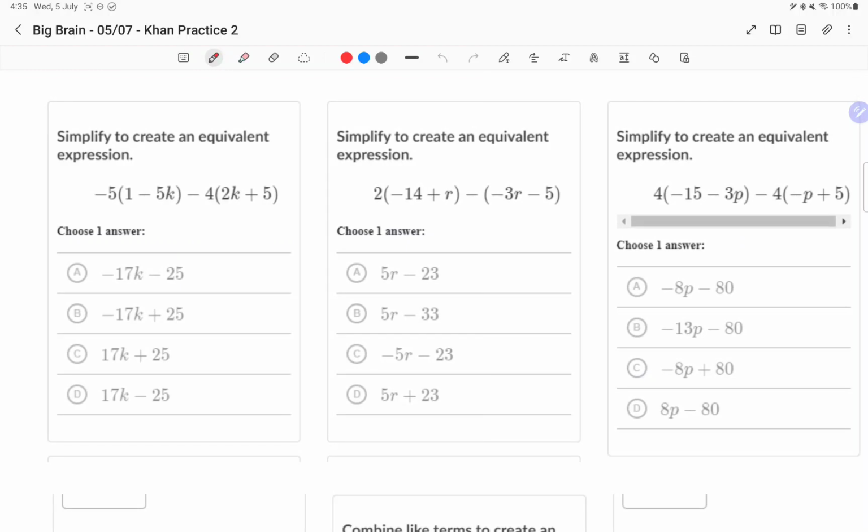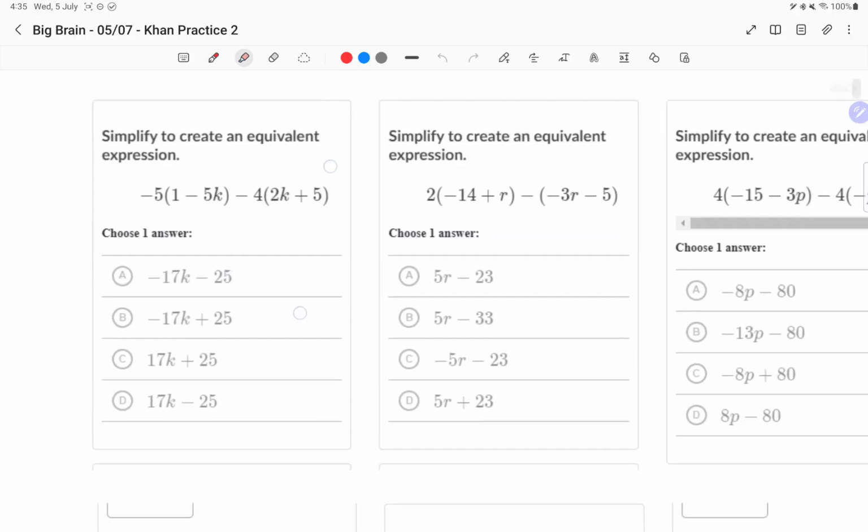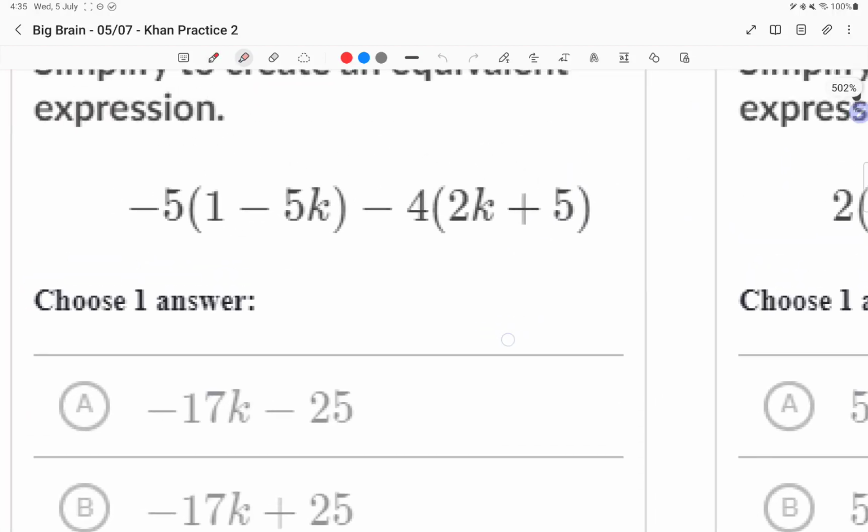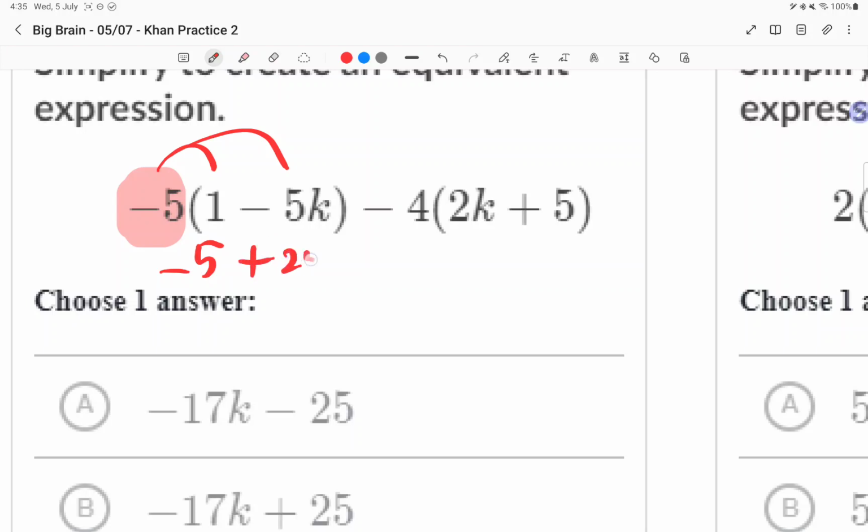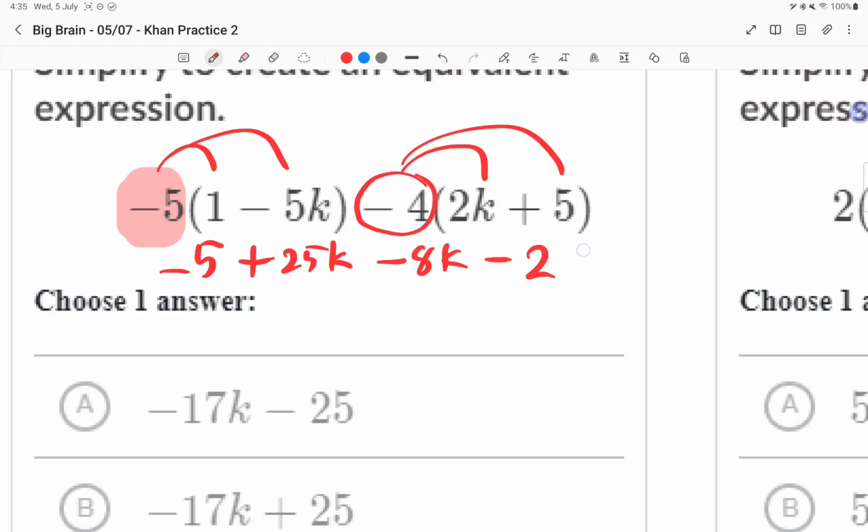Now Hannah, what do we need to pay attention to when you simplify something like that? Negatives, that's right. So for example, -5, when you multiply that in, you need to make sure you multiply the -5. So that will be -5, and then -5 times -5 will be positive 25k. Similarly, that -4, you need to make sure you times the whole -4 in, so that'll be -8k, and then -20. How many pairs of like terms are there, Evelyn?